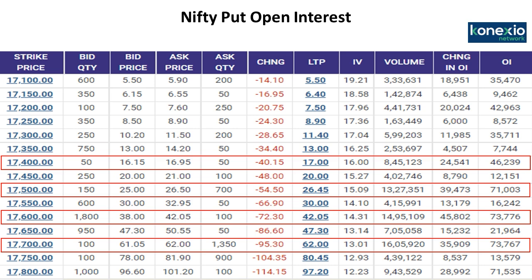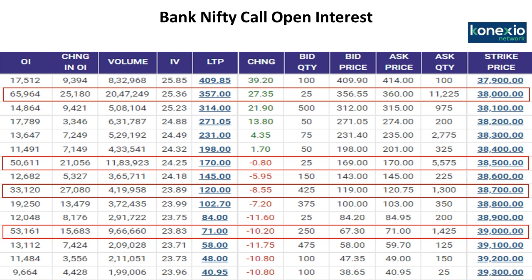Now let us discuss what we have observed in Bank Nifty calls. In Bank Nifty calls, the action was seen in 38,000 calls, then 38,500 calls, then 38,700 calls, then 39,000 out of the money calls. Now here you can see there has been a slight rise in the option premium. Here you can see there has been a slight drop in the option premium. Implied volatility is a little on the higher side, between 23.83 and 25.36. There has been a rise in the open interest.